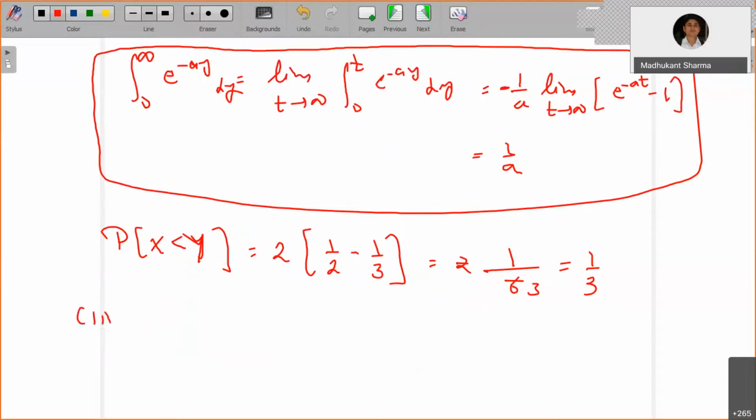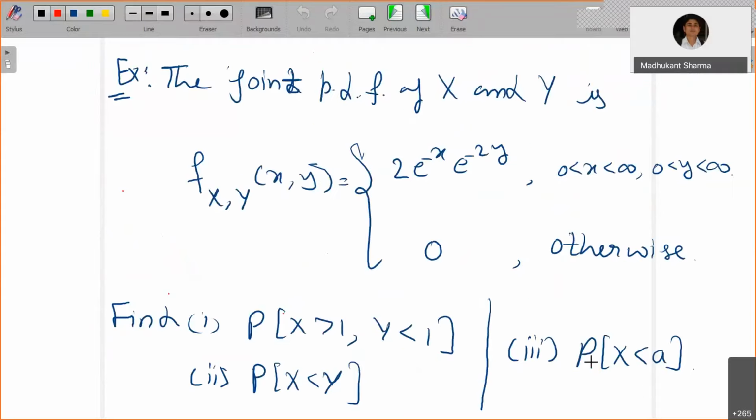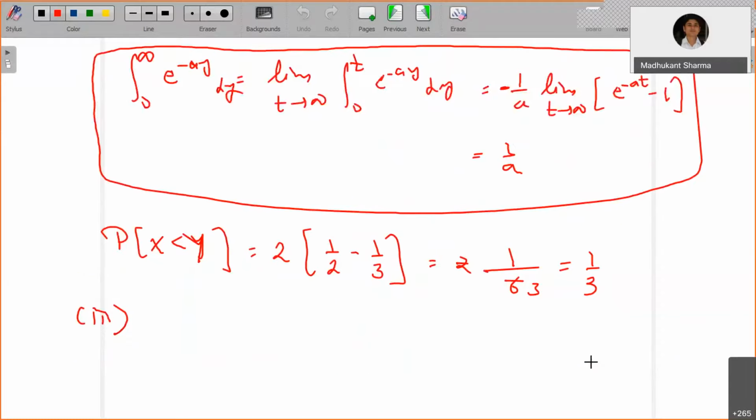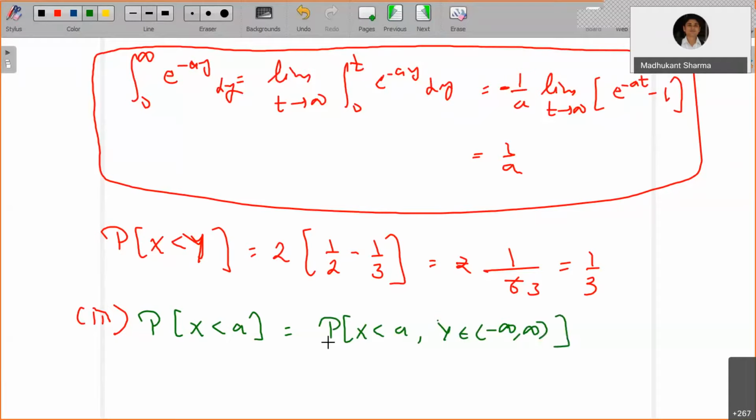Let's try to identify the solution of the third part, which is probability of x less than a. I think that can be easily found. So certainly you need to identify the probability density function for x, then it is easy. Or you can write that probability of x less than a, y belongs to minus infinity to plus infinity, or y is less than infinity, you can say.